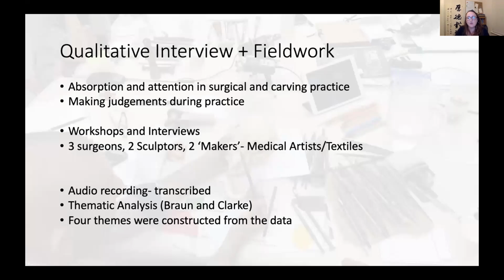What do we do? Well, the question at the heart of it, in terms of developing expert practice, was that I was curious about absorption and attention. Anecdotally, surgeons do talk about flow, but it's not very well described. And as we said before, I was interested in how surgeons and sculptors make judgments during their practice. There was one long workshop, and then separate interviews with surgeons and makers. Then I turned back to my usual practice in qualitative research. I just undertook a straightforward thematic analysis, as Braun and Clarke would describe in the psychological literature.